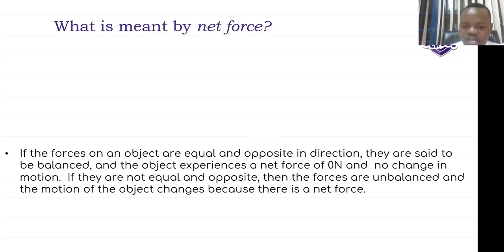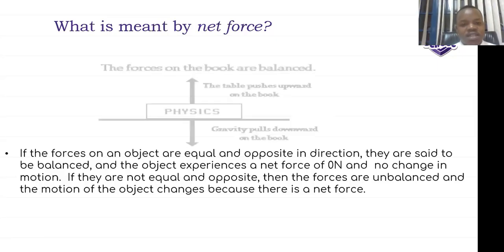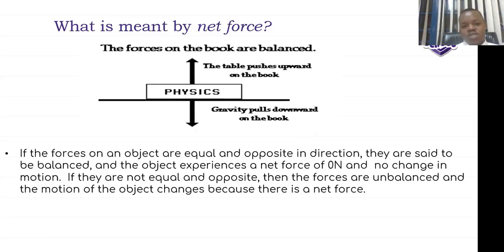Why are we saying there is a net force? Because now the forces acting on the object are not equal in magnitude, they are not of the same size, and they're acting in opposite directions. So it means there will be an unbalanced force, which is our net force, and it will be greater than 0 newtons.